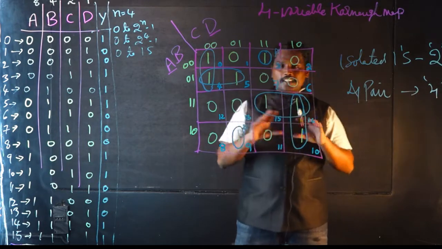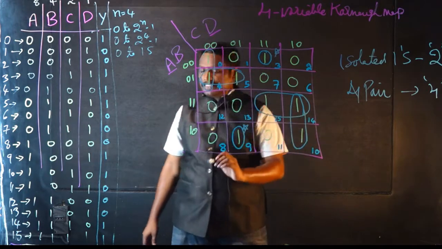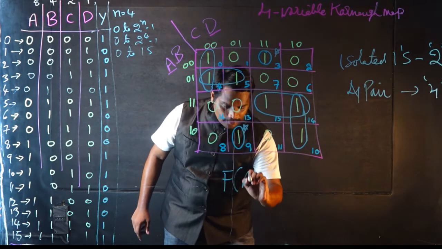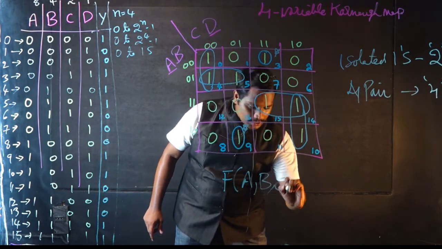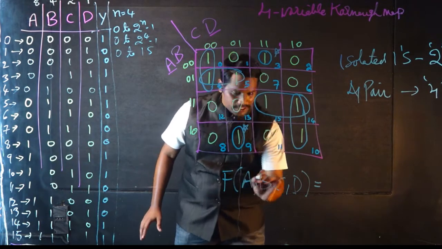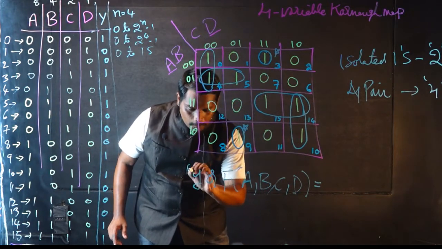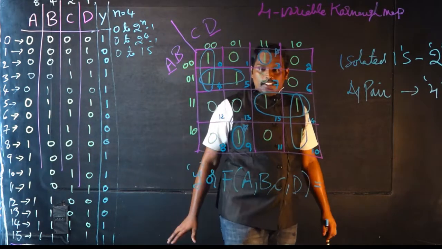So for this particular thing, you are going to expand the expression. You are going to write it as f of a, b, c, d is equal to, and then write down the expression. You can also represent it as f of a, b, c, d, or with letter y. So these both deal with the function.